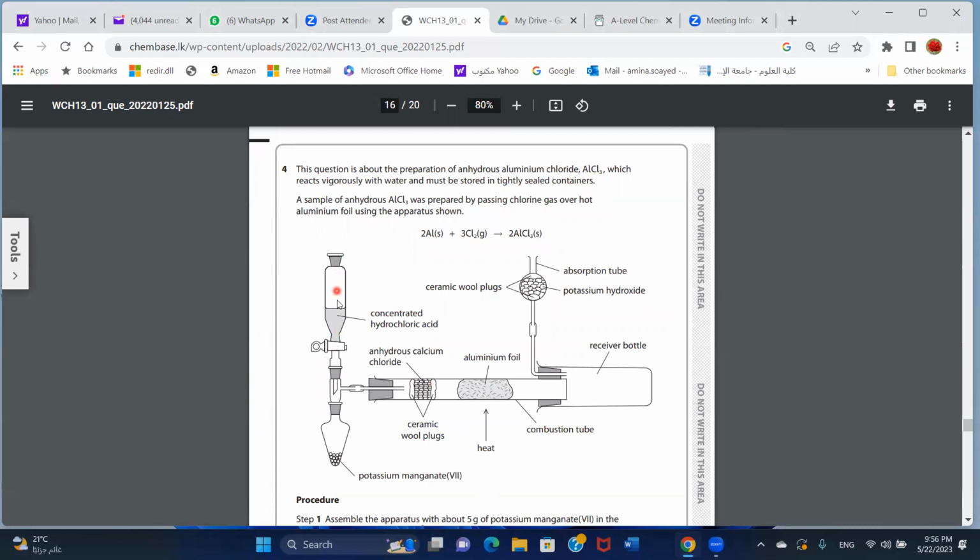Here they put concentrated hydrochloric acid. Here is the potassium manganate 7. And then ceramic wool plug, anhydrous calcium chloride, aluminum foil. The aluminum reacts with chlorine gas to form aluminum chloride solid. And then here we have an absorption tube. Here we have ceramic wool plugs, and here potassium hydroxide, and here a receiver bottle.